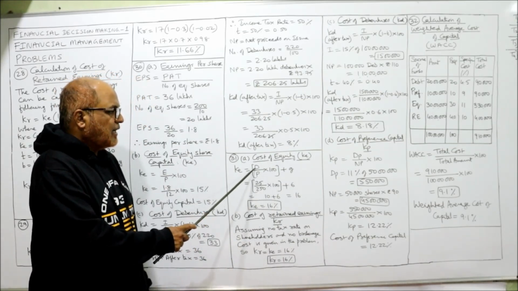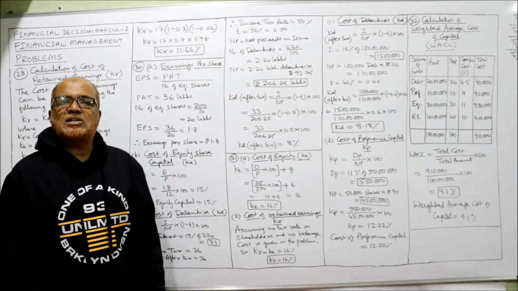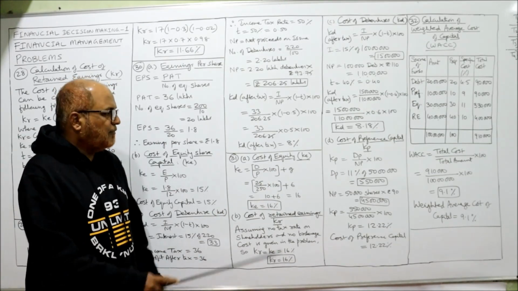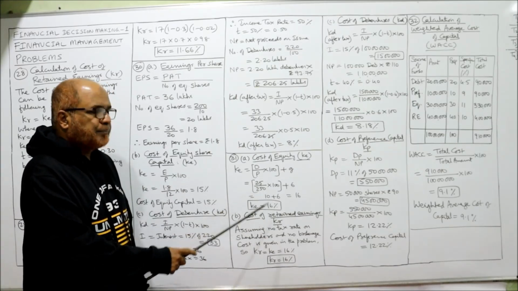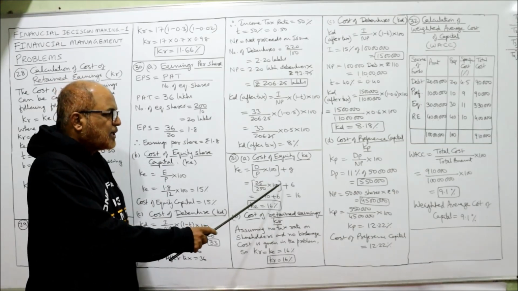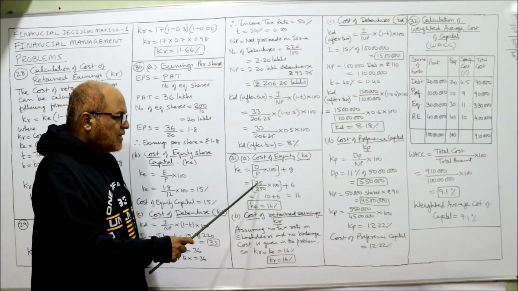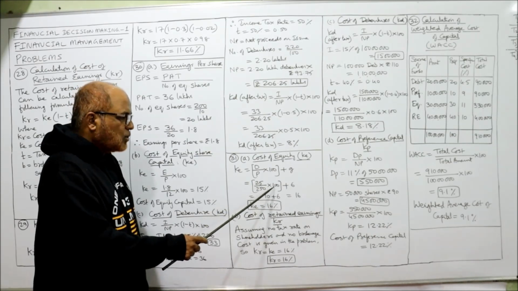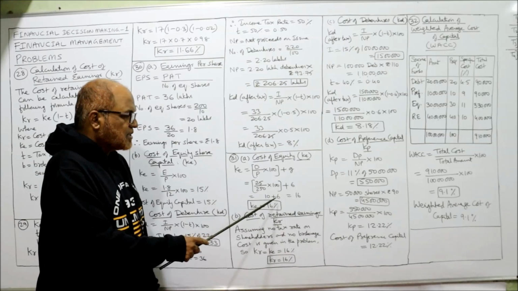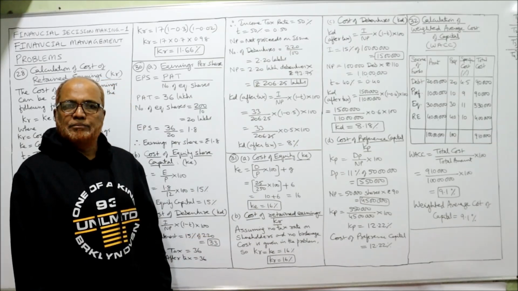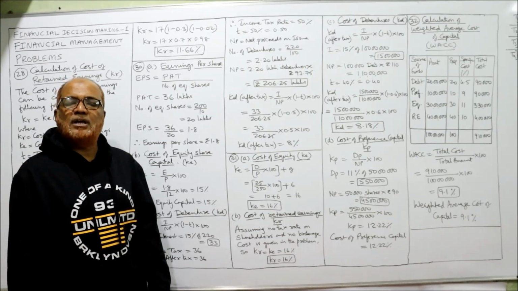So cost of equity is D by P into 100 plus G. D stands for dividend, given in the problem as 25 rupees. Market price per share is given as 250. And growth rate is given as 6%. So first you divide 25 by 250 into 100, you will get 10%. And this 6%. So 10 plus 6, 16% is the KE, cost of equity.